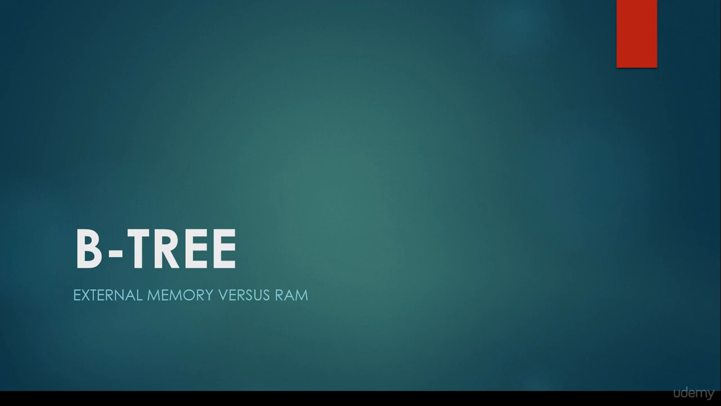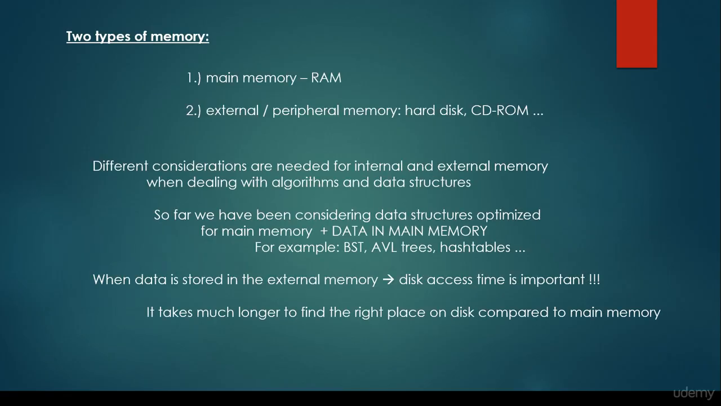Hi, in this video we are going to talk about external memory versus RAM and where to use B-trees in the main. So let's get started. There are two types of memory: the main memory, the so-called RAM or the random access memory, and the external or the peripheral memory such as the hard disk, CD-ROMs and so on.